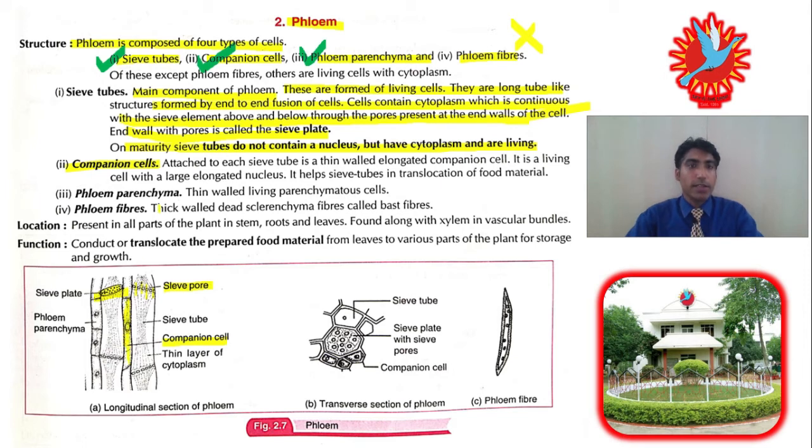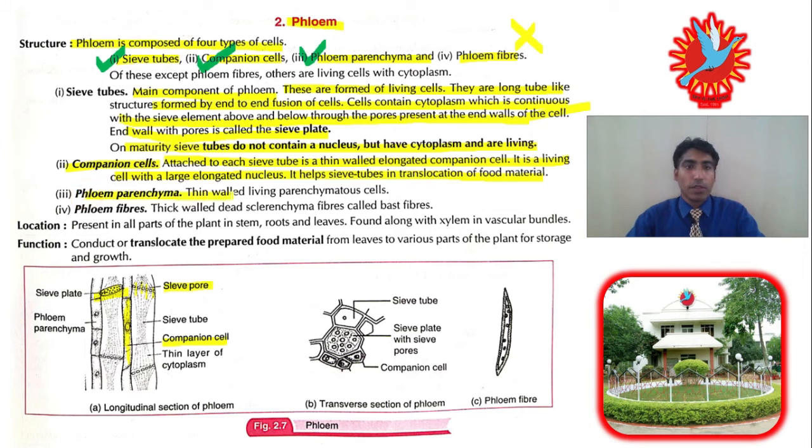Next, companion cell. Here you can see that these are the companion cell, these cells in between. Okay, these cells are the companion cells. So companion cell attached to each sieve tube is a thin walled elongated companion cell. It is a living cell. These are also living with a large elongated nucleus. It helps the sieve tubes in the transportation of food material. So they work like the companion. They help the other cell, other component of the phloem tissue.